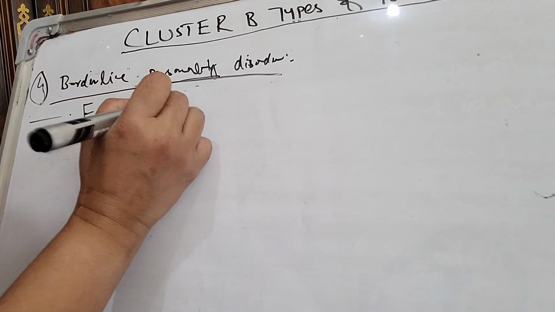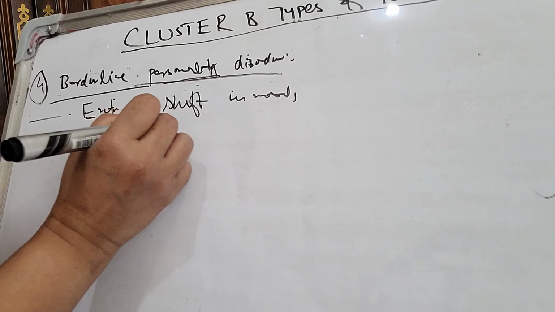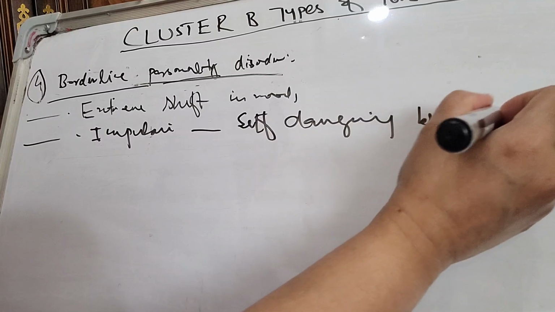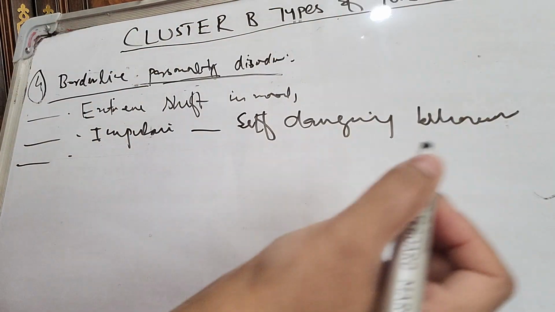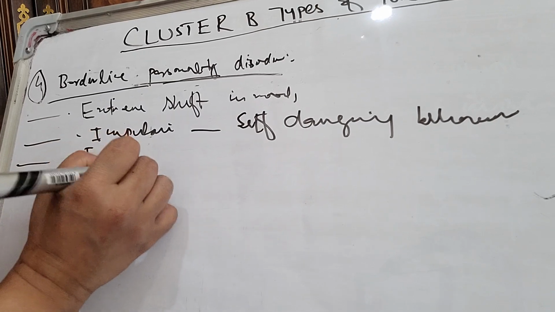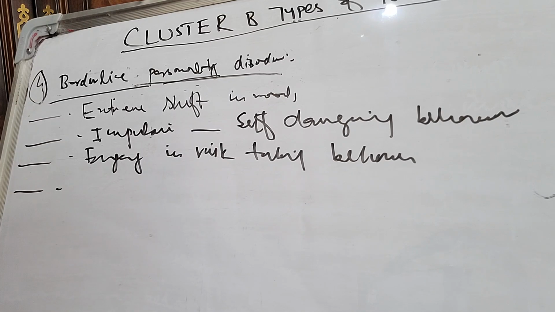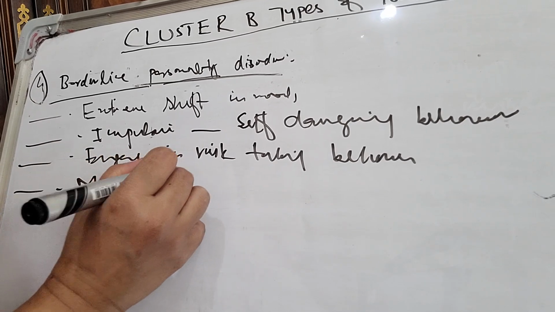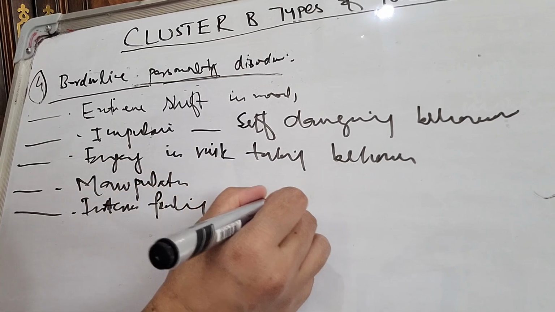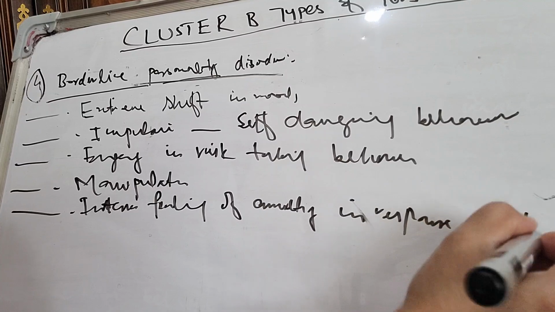Extreme shift in mood. The mood changes. Impulsive. Self-damaging behavior, such as cutting, the self-hurting. Engages in risk-taking behaviors. Manipulation. Intense feeling of anxiety in response to stress.